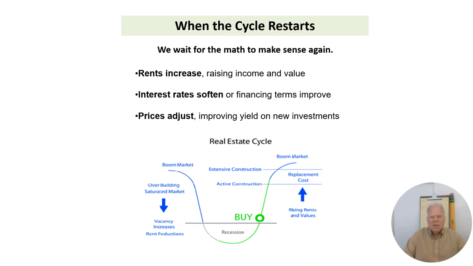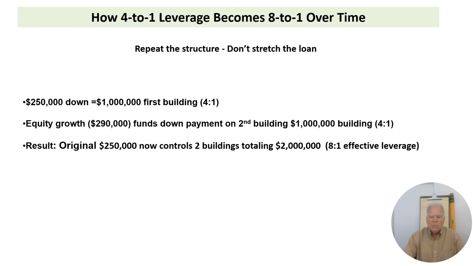And now let's look at what this cycle actually looks like in a real example. The first building starts with standard 4-to-1 leverage, and as income grows, we refinance the first building, increasing the loan against it. That refinance converts equity into cash, which becomes the down payment on a second 4-to-1 deal. The key is that the higher loan is supported by higher income and not speculation.